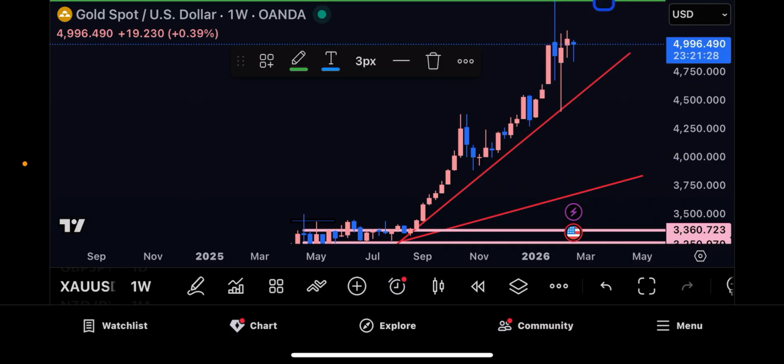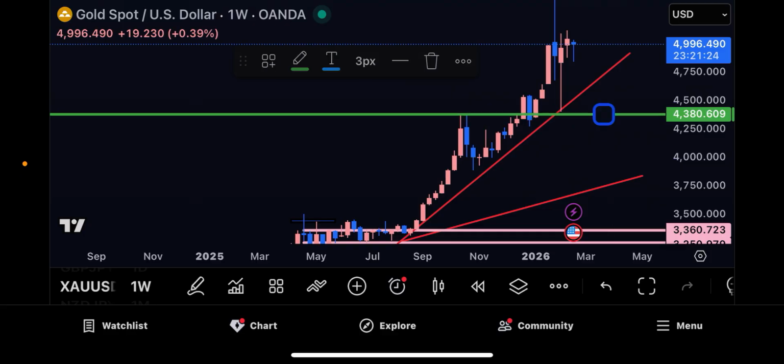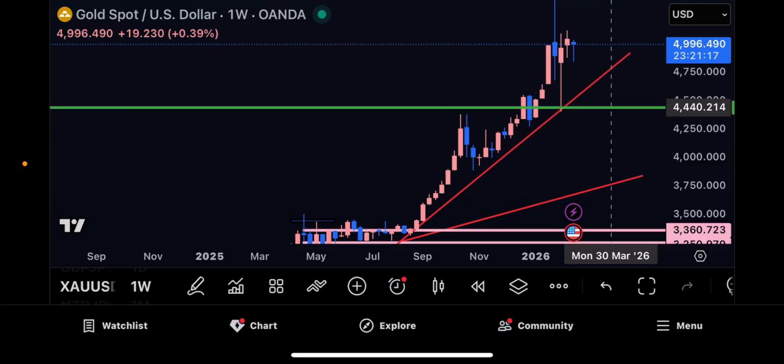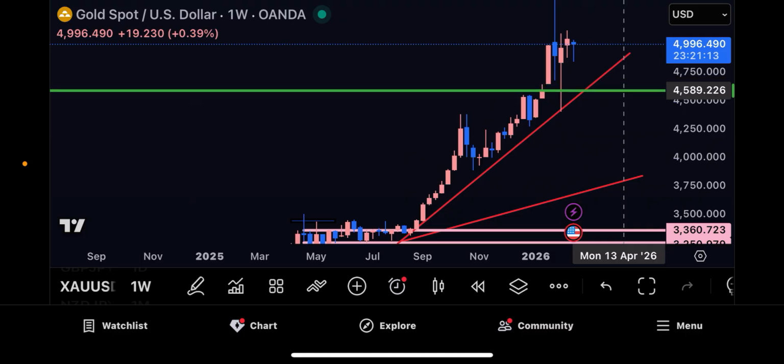I'm going to be looking for gold to come to this green line and fill in that gap and take a buy from here, or I'll be looking for gold to take a buy from about here, which is at the trend line at about 45.90. We're just going to stick with that round number.